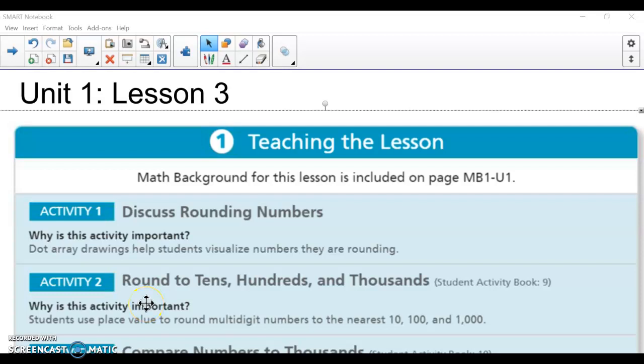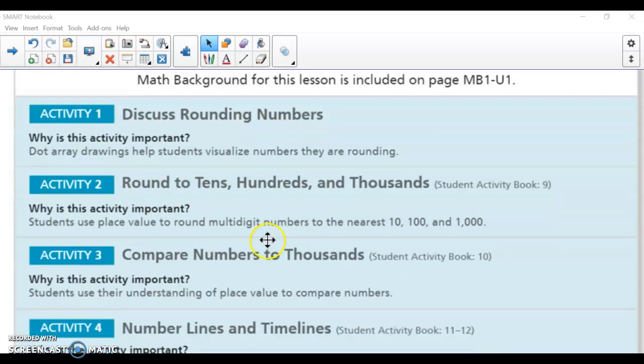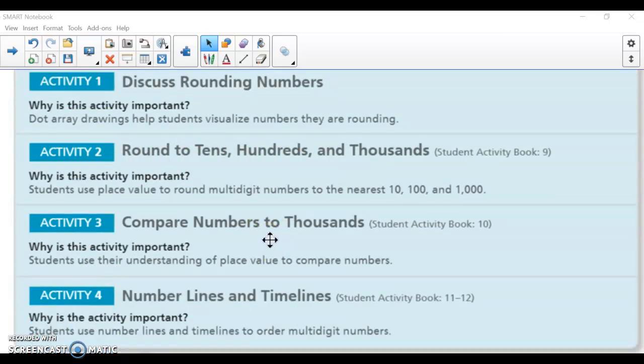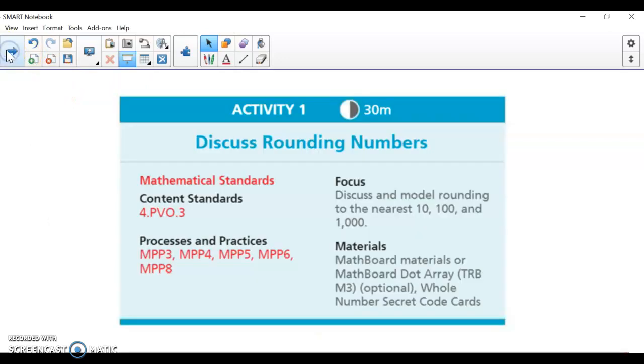Good morning. Today we're in lesson 3 of Unit 1 for math, and we're going to discuss 3 different things. We're going to review rounding and come up with a rule for rounding. You're going to compare large numbers and some small numbers and find which one is larger using greater than or less than symbols. And then we're going to do something similar, but on number lines and timelines, placing those numbers and estimating about where they go. Today you're going to need your pencil and your workbook, and that should be it.